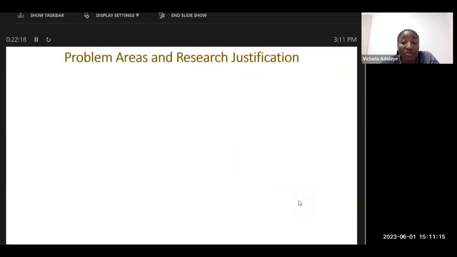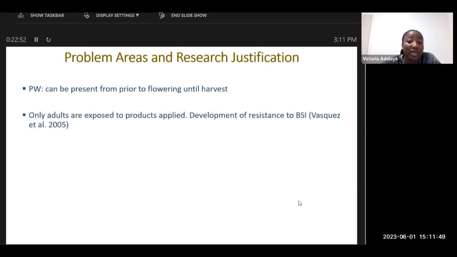And so with all of these tools I've mentioned, we still see a need to understand pepper weevil population dynamics, be able to differentiate between sexes, and identify other alternative strategies that can help to delay infestation and also increase pepper yield. Pepper weevil can be present before flowering and even until after harvest, but growers usually detect pepper weevil infestation when the fruit begins to drop. And at this point, it's already late to have an effective control because the pepper weevil population has already been established, and only adults are actually exposed to the product applied.